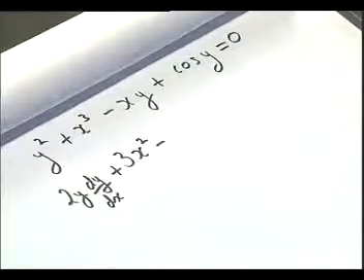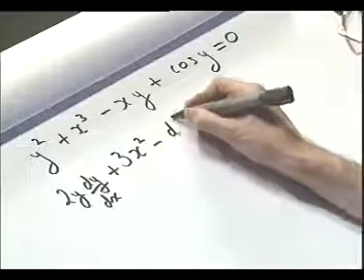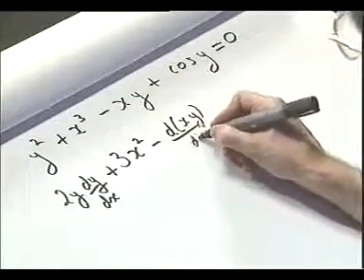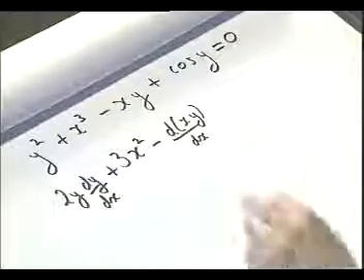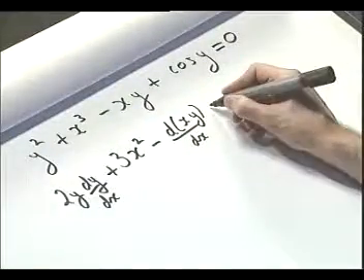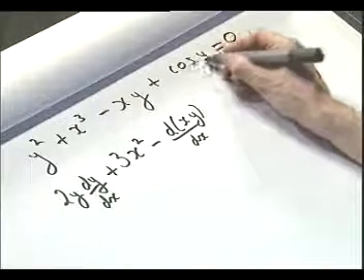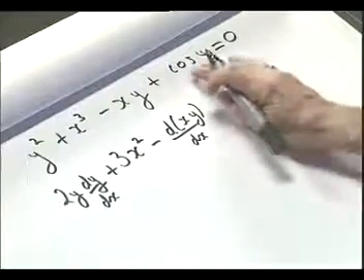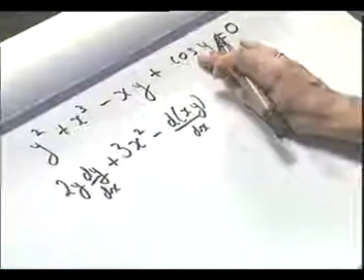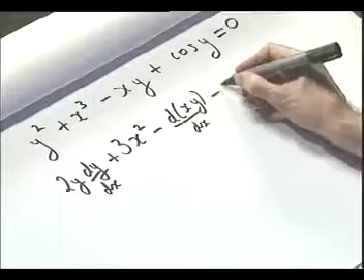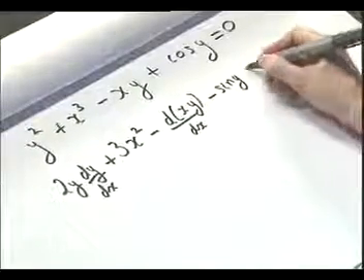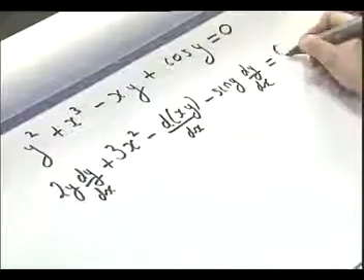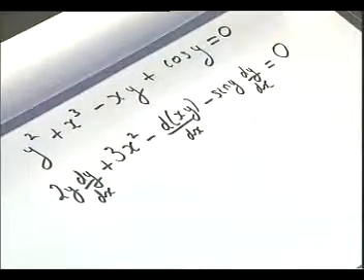Minus, now I am going to write this down in full because it's the derivative of xy with respect to x. It's a product again. It's x times y, plus the derivative of cos y with respect to x, which we do as the derivative of cos y with respect to y. That's minus sine y times dy by dx. And the derivative of 0 is just 0.